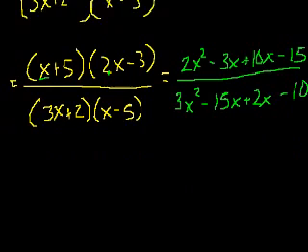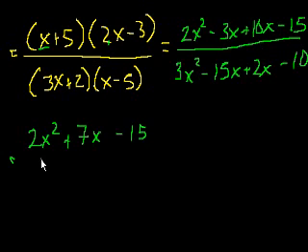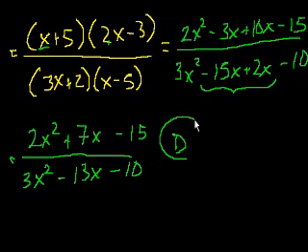And now we can simplify. The numerator is equal to 2x squared minus 3x plus 10x, so that's plus 7x minus 15, all of that over 3x squared minus 15x plus 2x. Minus 15 plus 2, it's minus 13x. Minus 13x minus 10. And that is choice D. Choice D. Next problem.